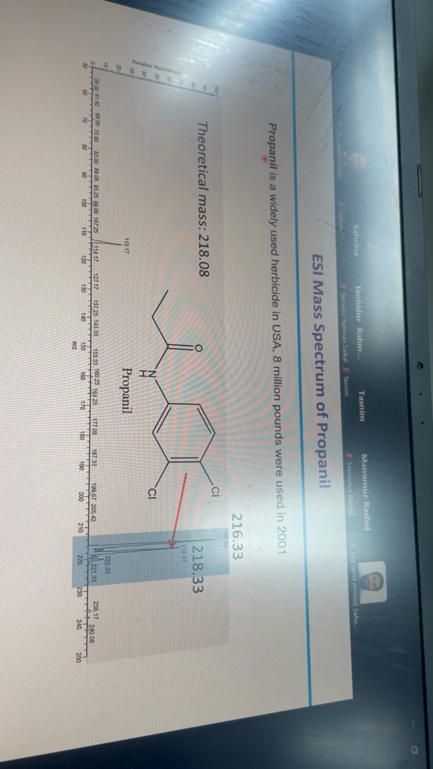So if you have pesticides, propanil is a widely used herbicide in the USA, and the theoretical mass is 218. If you run this pesticide inside the mass spec, this is with an LTQ machine, you can see that its mass is 218, and then you may lose some hydrogen. Two hydrogens are lost, so you also see something at 216.